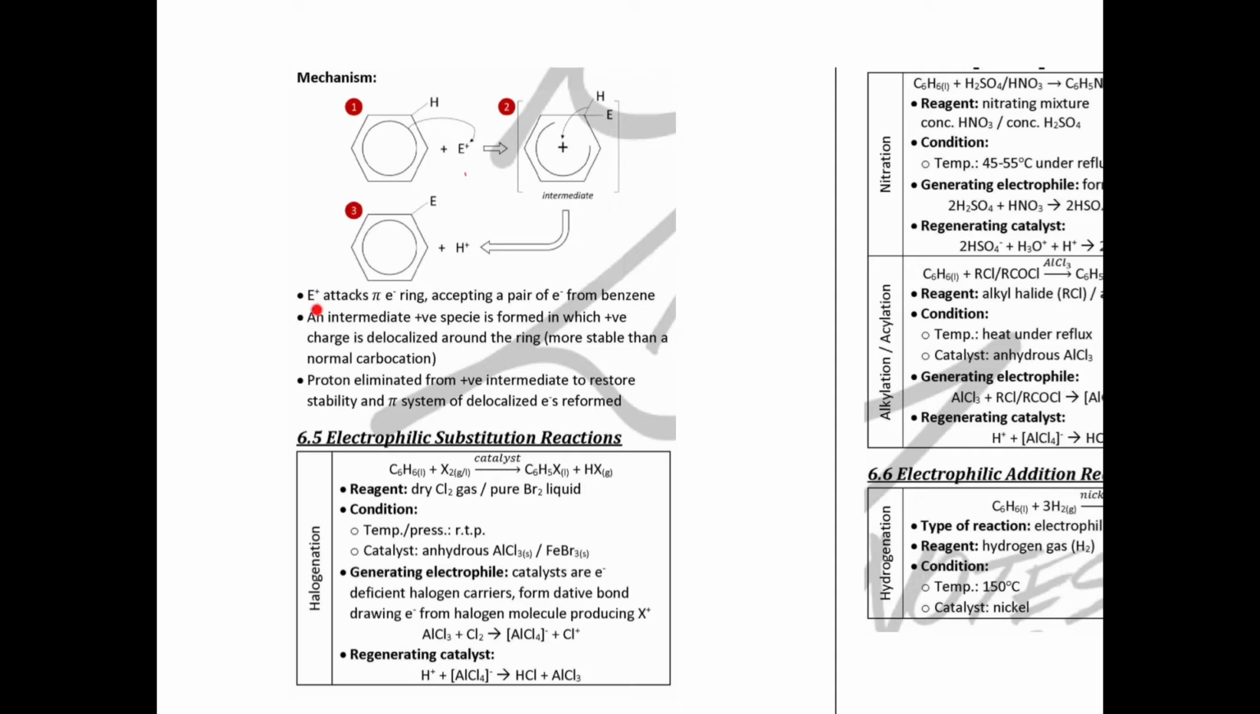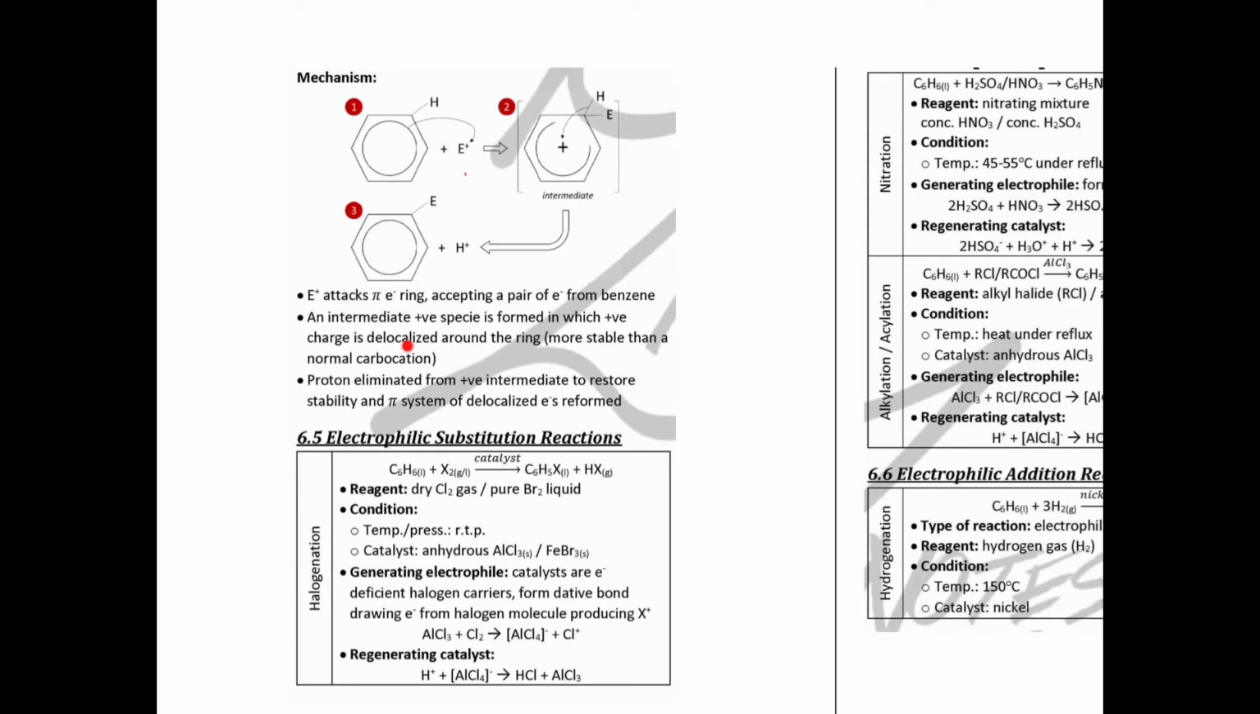Okay, so let's see the words. Electrophile attacks the pi electron ring, accepting a pair of electrons from benzene. So the benzene now lacks 2 electrons. An intermediate positive species is formed. It becomes a positive species because 2 electrons are gone already, and it becomes more positively charged, in which the positive charge is delocalized around the ring. So it's here in the ring, more stable than a normal carbocation.